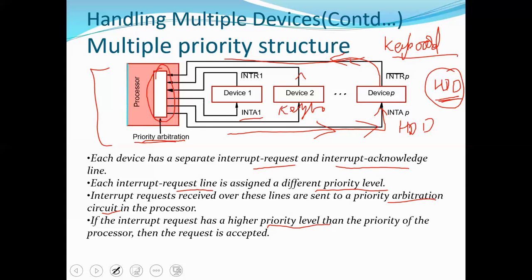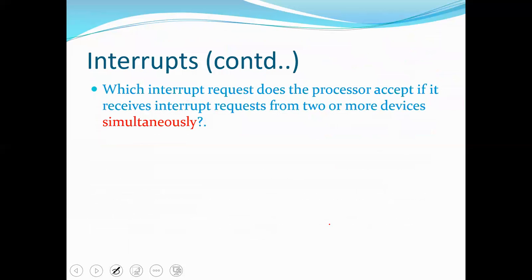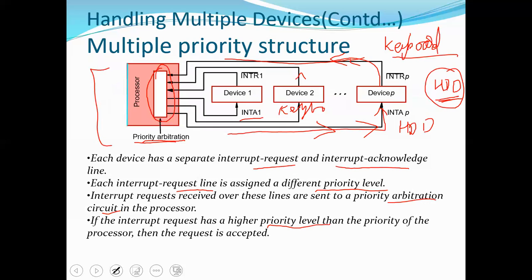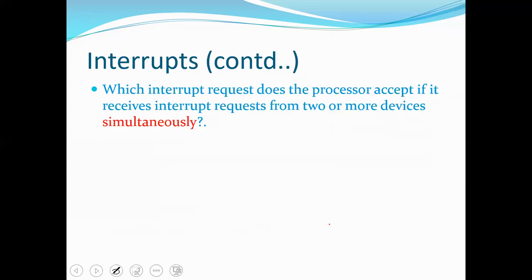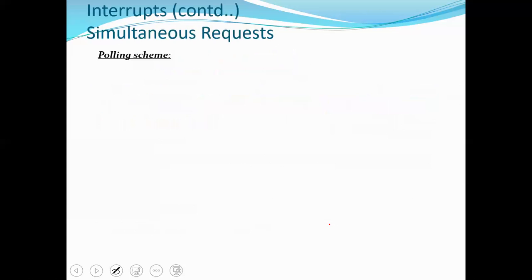So what happens if the requests come simultaneously? If the requests come simultaneously, the device which has a higher priority, that particular interrupt request is accepted first. Suppose there are two or more devices which have the same priority. In such a case, the techniques used are polling and daisy chain.